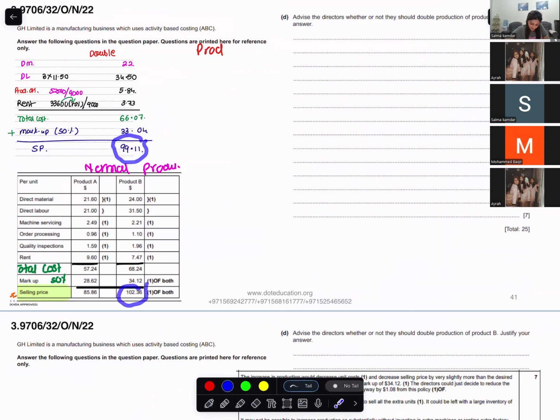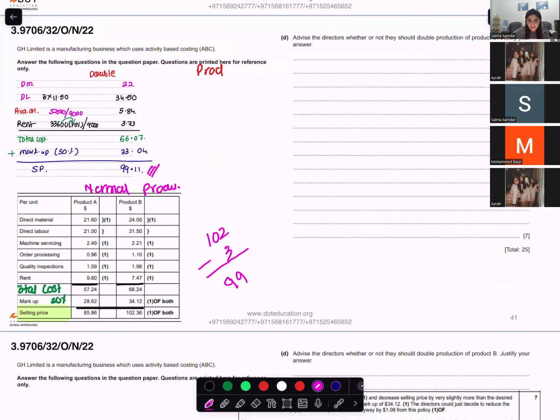Our normal production price was 102. Our competitors were selling it at $3 less. So competitors are selling at how much? 99. And we are getting a price of 99.11. Now come on, tell me, advise the directors whether you should double the production or not. First, give me 3 points for, then 3 points against.